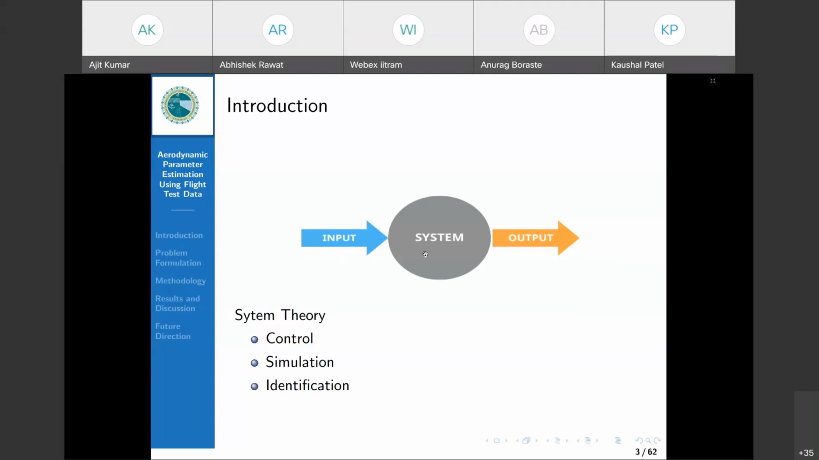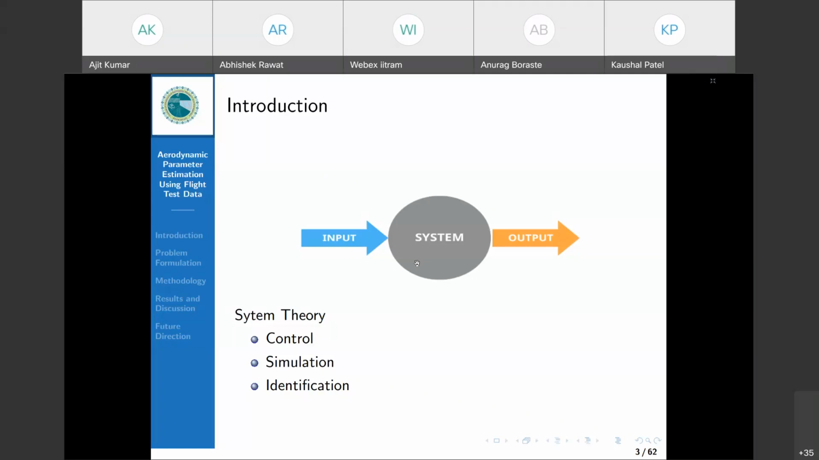When we have the knowledge about the system and also the knowledge about the desired output, what we want to achieve, then this is a problem of control system. In the other case, when we have the knowledge about the input and also the system, and we are trying to study the performance of the system, or trying to know the output of the system, this is an explanation for simulation.